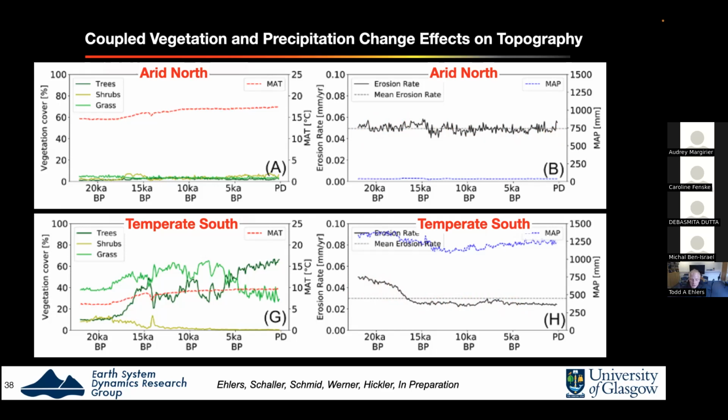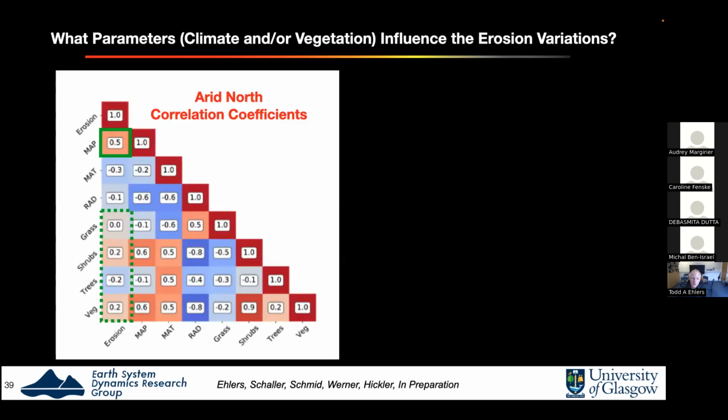So the natural question is, if you're looking at these records and comparing visually to whatever's going on with the precipitation or the vegetation change, which factor is driving these changes? How much of it is due to the precipitation changes? How much of it is due to the vegetation changes? To answer these questions, what we did is a correlation analysis on these time series.